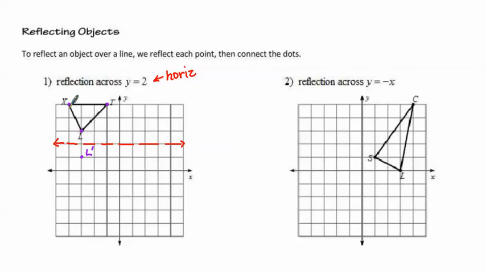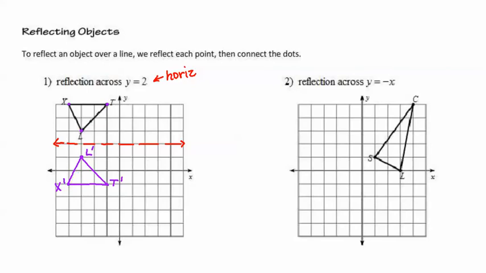X is 3 units above, so X prime will be 3 units below. T is 3 units above, so T prime will be 3 units below. And then go ahead and connect those to create our triangle. And that's the reflection that takes place in that case.